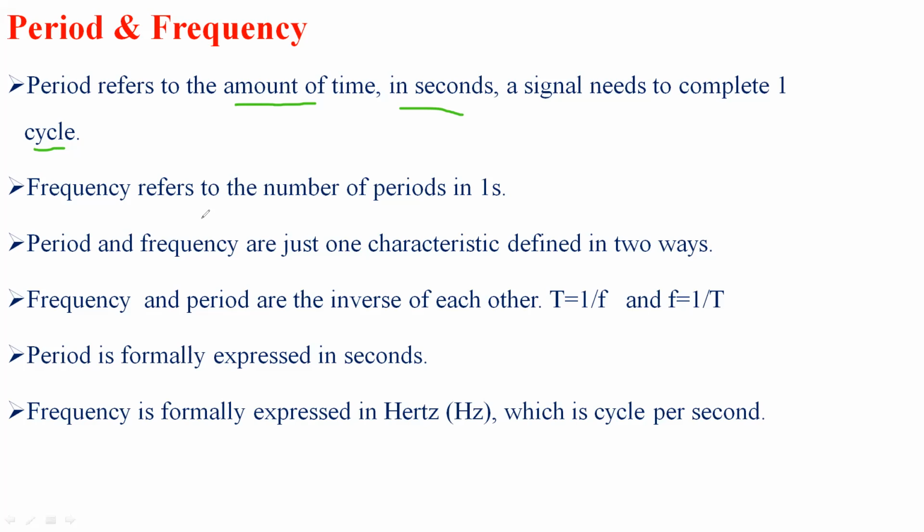Whereas the frequency refers to the number of periods in 1 second. So period and frequency are just one characteristic which is defined in two different ways. Frequency and period are the inverse of each other, whereas the period is calculated by T equals 1 by frequency, and the frequency is 1 by period. So period is expressed in terms of seconds, whereas frequency is expressed in terms of hertz, which is cycles per second. So this is about the period and frequency.